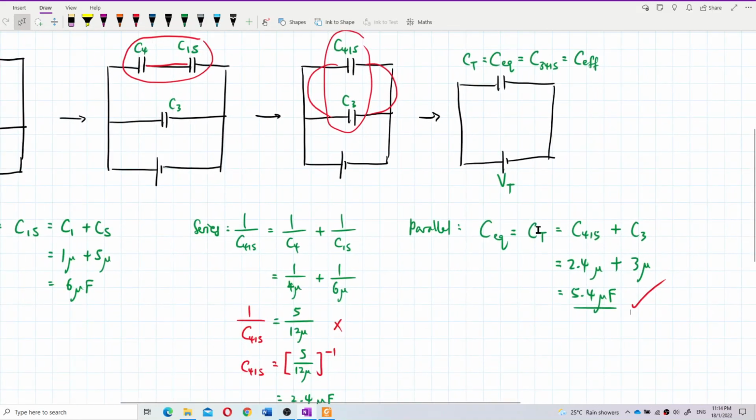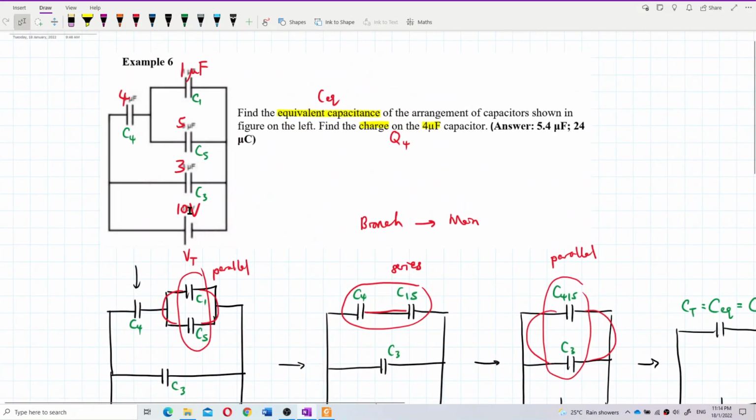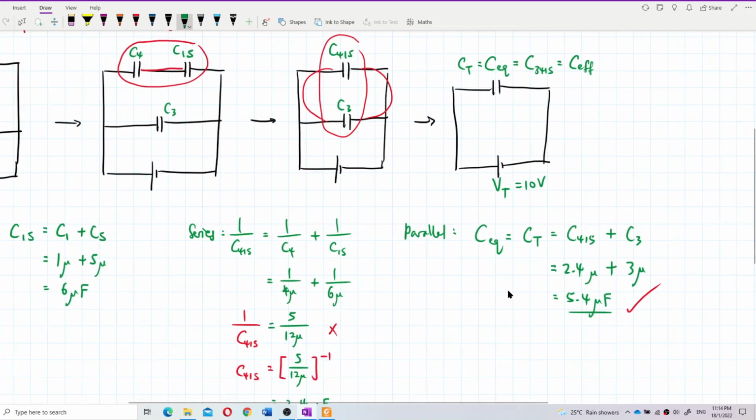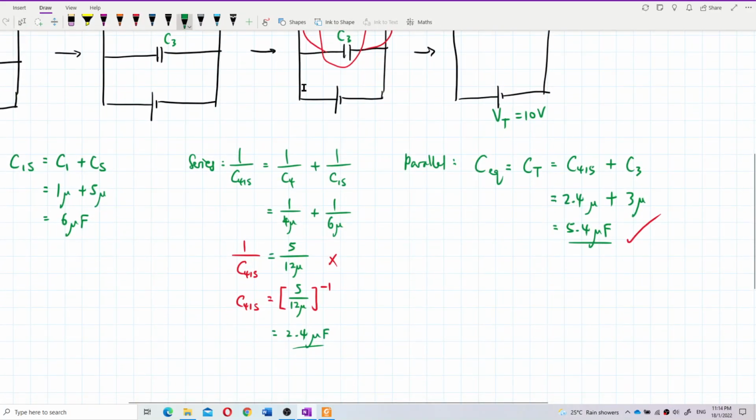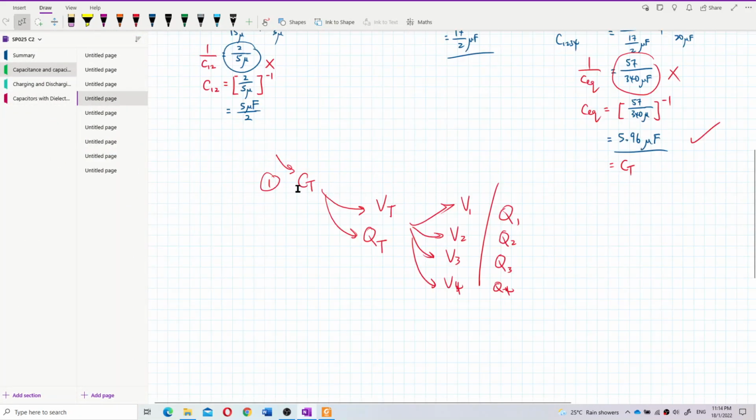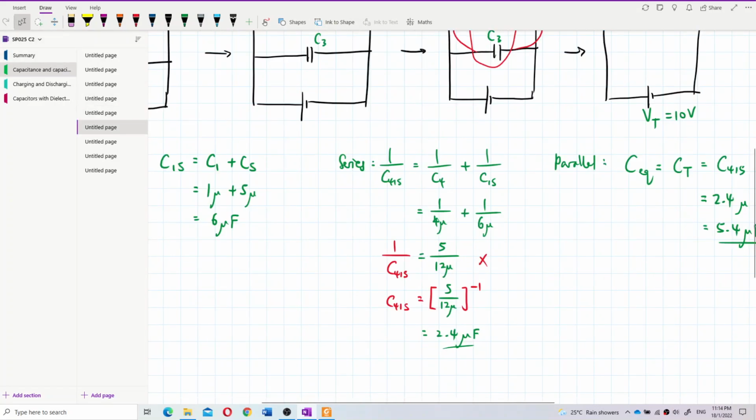And we also have our V total. Let's write down our V total here. Our V total is 10 volt. We also got our C total. So the flow is always get the C total first, then you can get the charge total or voltage total. Then you can get the individual voltage or individual charge for each capacitor. All right, let's move on.